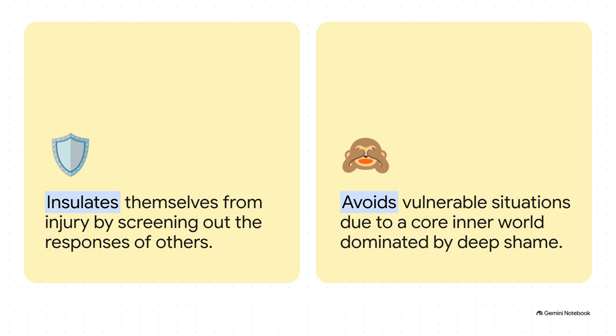Both subtypes are desperately trying to maintain their incredibly fragile self-esteem, but their defense mechanisms are polar opposites. The oblivious narcissist throws up a heavy shield of grandiosity. They insulate themselves by just completely screening out the responses of others. The hypervigilant narcissist, however, is terrified of being seen. Their core inner world is drowning in a deep sense of inherent defect and shame, so they actively avoid vulnerable situations to prevent feeling humiliatingly exposed.